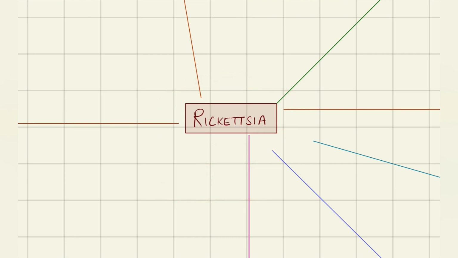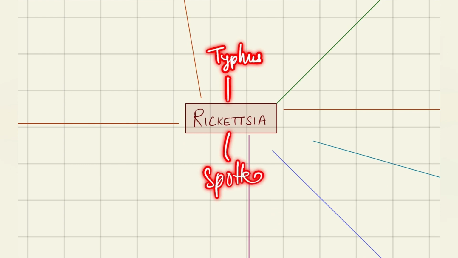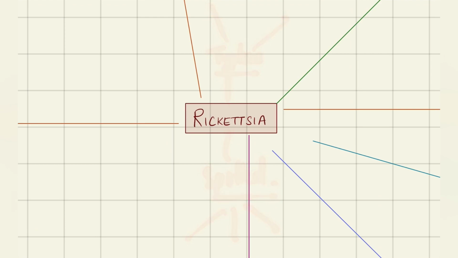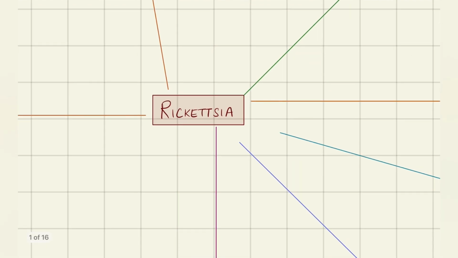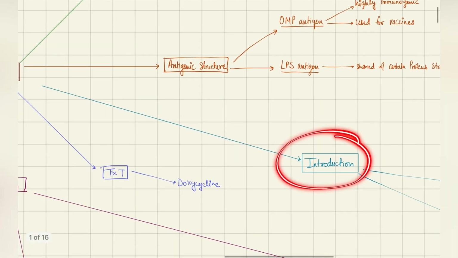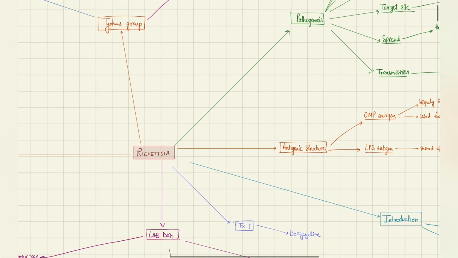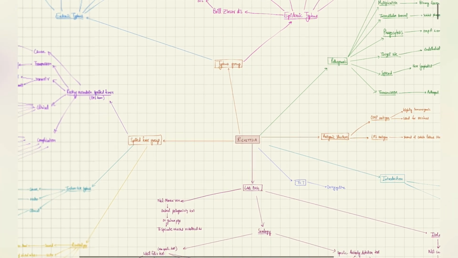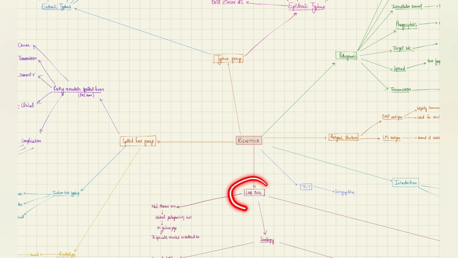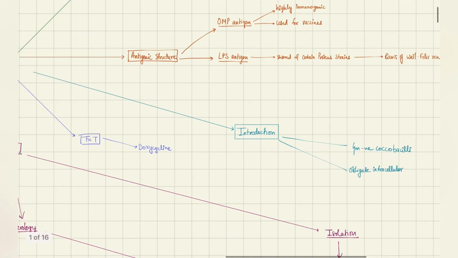And there are a lot of classifications. There are different types: there is the typhus subgroup and there is the spotted mountain fever subgroup. So there are different types of organisms in these, and we need to be clear about that. So we'll cover this discussion under the headings of introduction, antigenic structure, pathogenesis. Then we'll talk about the typhus group and the spotted fever group as mentioned. Then we'll cover the lab diagnosis and finally the treatment. So let's start with the introduction.